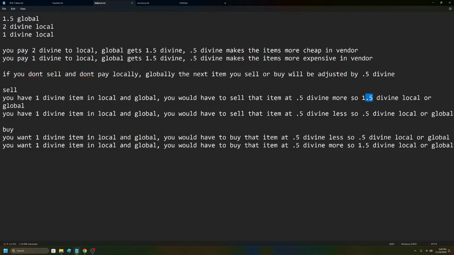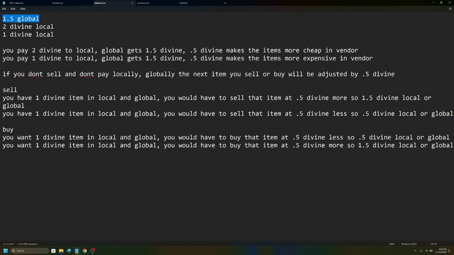So that way you balance for the fact that you made a global trade and took money out of your local economy. That being 0.5 divine out of your local economy. Because it would have cost you 2 divine, but you got it for 1.5, so now you need to somehow pay 0.5 divine somewhere. That's essentially all this is saying, right?